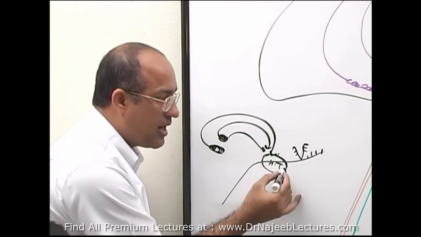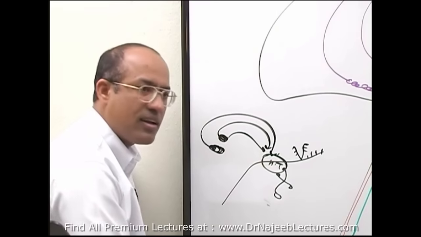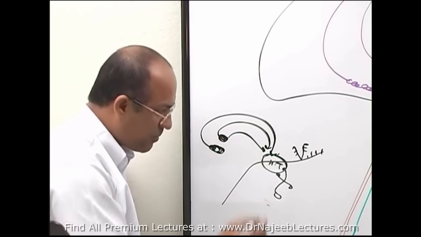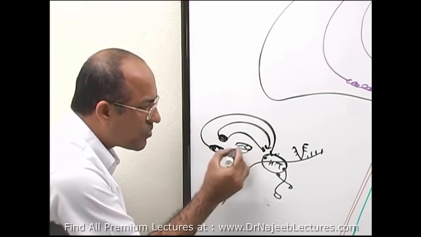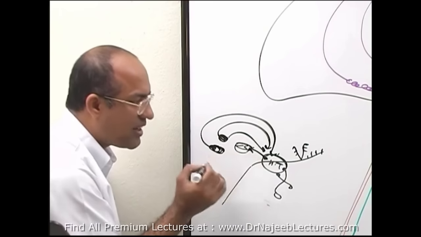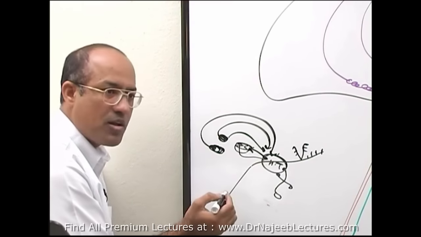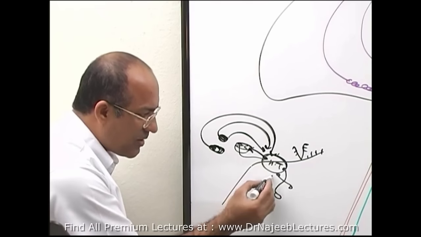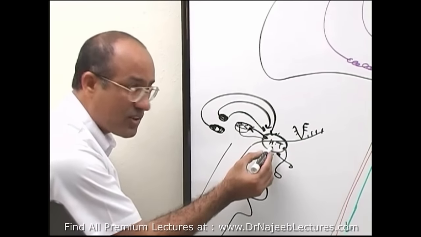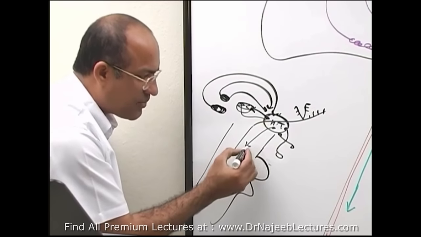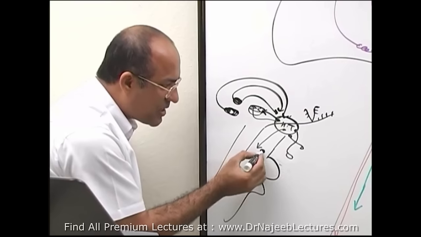Posterior pituitary. Supraoptico-hypophysial. And from arcuate going to the tubero-hypophysial. Then from the hypothalamus going to the, from the hypothalamus, what is it? Mammillothalamic. And what is it? Peduncle. And if this is the midbrain and pons, and from the hypothalamus to the tegmental nuclei and raphe nucleus. Mammillotegmental. And from here the reverse.